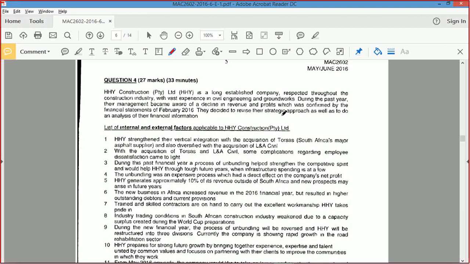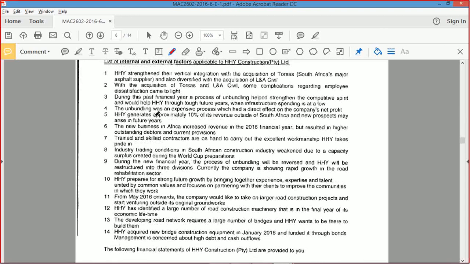Okay, then they say they decide to revise the strategic approach as well as to do an analysis of their financial information. Fine. Okay, so this is what they've given you. Right, so list the internal and external factors applicable. Okay, so this is what we've got. We need to obviously put this in a list.